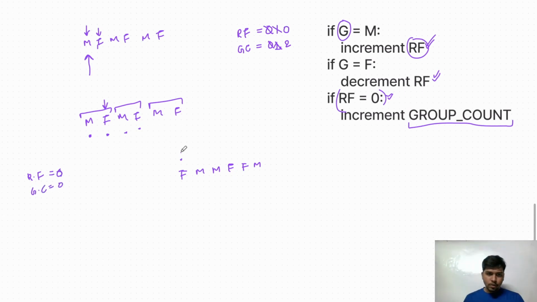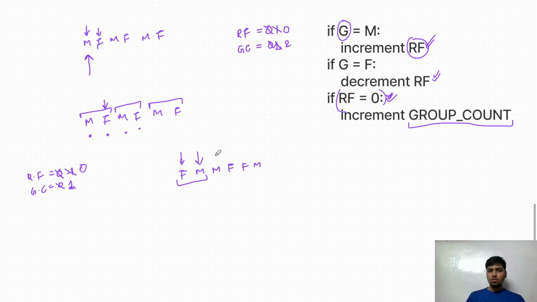So as soon as we get a female, we will decrement required female by 1. So now this will become equal to -1. And now on the next position we got one male, so we'll increment RF by 1. So now this -1 will again come back to 0, and as soon as it comes back to 0, this condition will be true and we'll increment the group count by 1. So now our group count will become equal to 1. So it means that we have formed one group here.